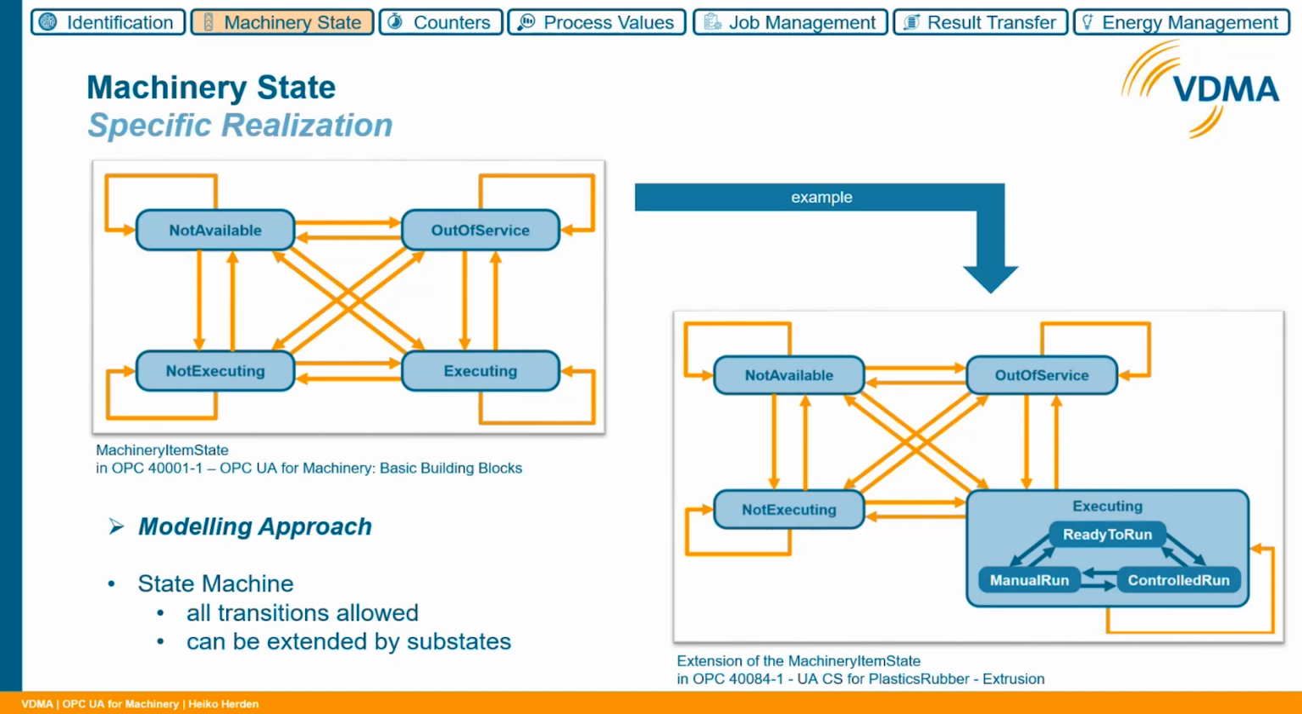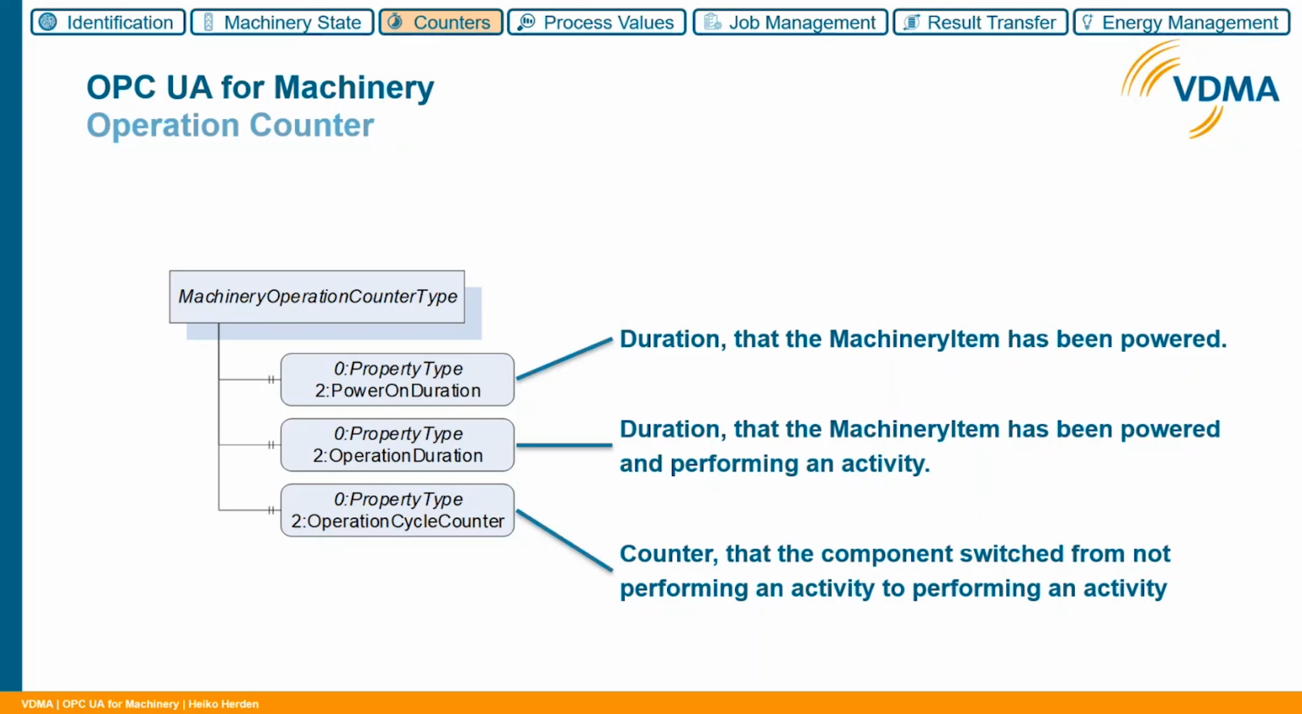And I hope that you got a good idea now of the machinery state, because now I'm going to move on to what is behind the topic of counters. And it's a pretty simple topic, I would say. We defined a so-called machinery operation counter type, which is also inherited from the devices specification. And there we have three different properties.